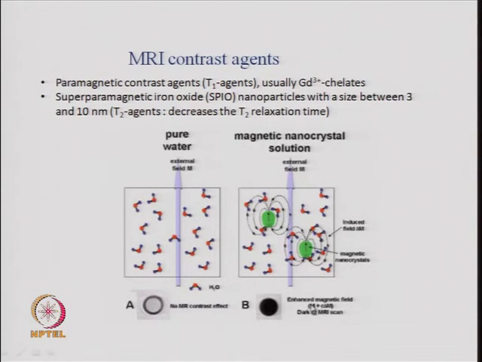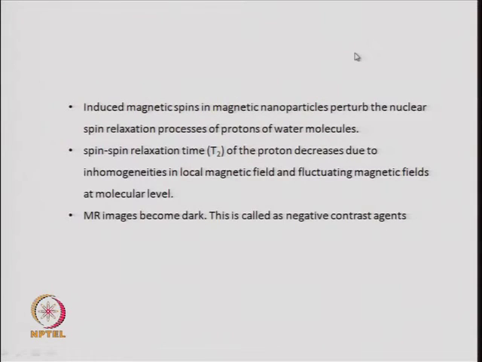Okay. So, the enhanced magnetic field will cause an enhanced contrast, and you will see a much darker MRI pattern. So, wherever you have these magnetic particles, you will have much more contrast, and that is why they are called MRI contrast agents, and they are used extensively in medical imaging.